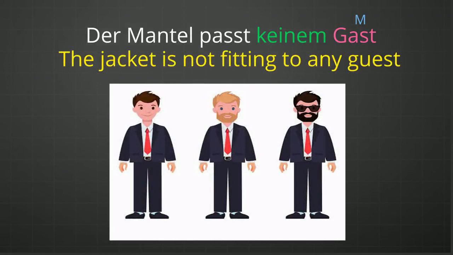Dem Mantel passt keinem Gast. Passen is a dative verb which needs an indirect object in the sentence. Gast is the indirect object in the sentence, which is a masculine gender noun. And that is why whatever negative article we are using should be dative negative. That is why keinem is the dative negative article used for the masculine gender object Gast.